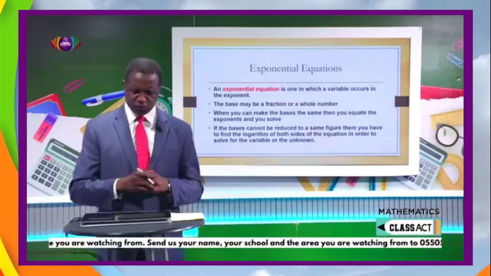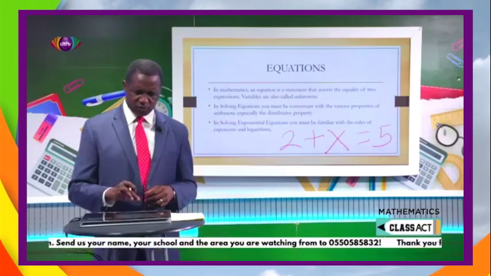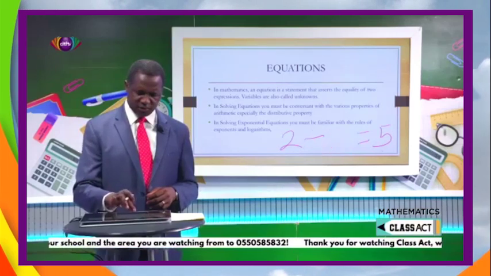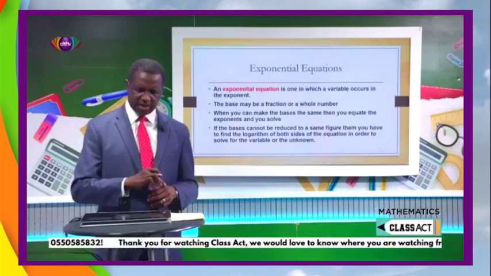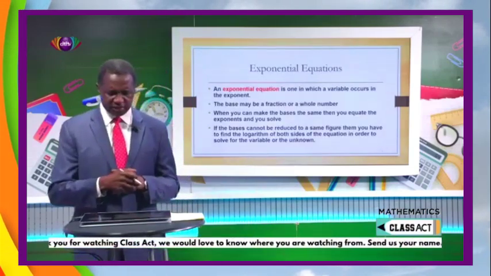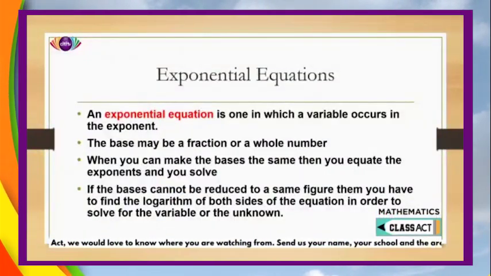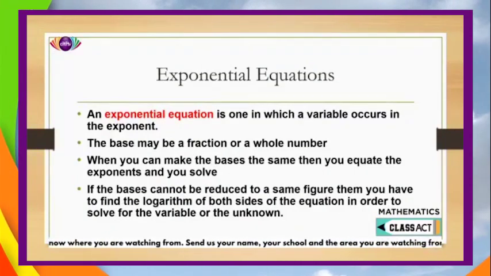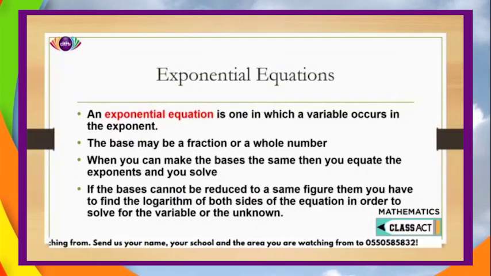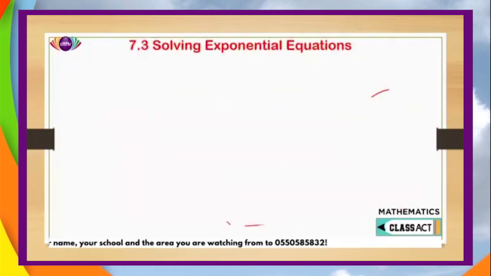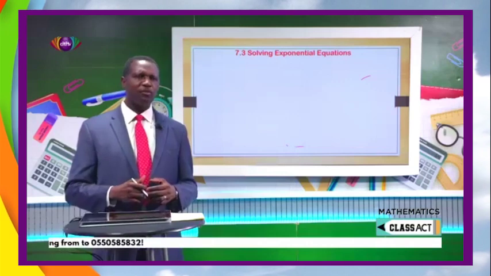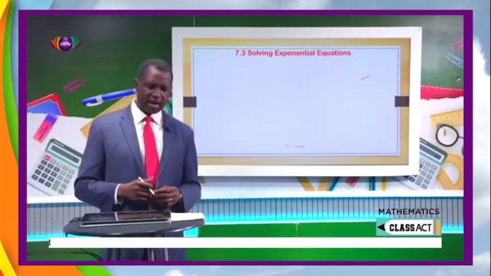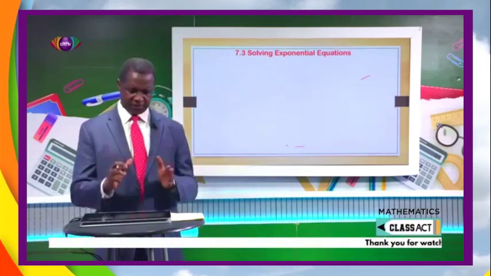Now let's go on to exponential equations. We've talked a bit about equations. Let's move on to exponential equations. An exponential equation is one in which a variable occurs in the exponent. So the question becomes, what is an exponent? Because you are talking about exponential equations, you've talked to us about equations. Then what are exponents? Let us look at this.